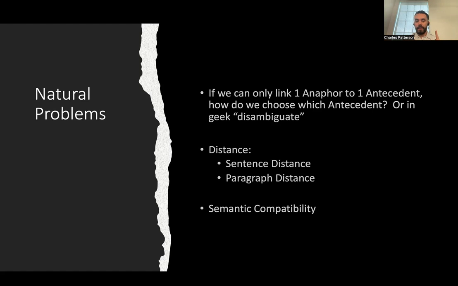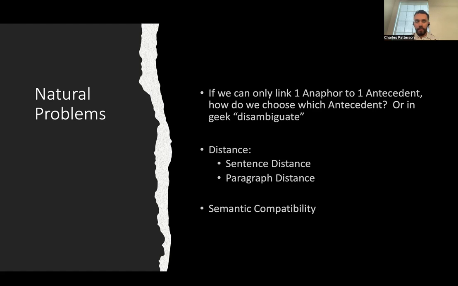Well, the first one that we can do is distance. We can measure the distance between the different noun prepositions. So if it's X number of sentences away, or if it's X number of paragraphs away, the further and further and further it gets, the less and less likely they are to be connecting.